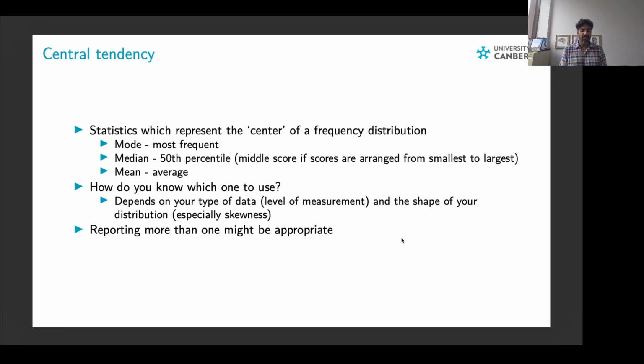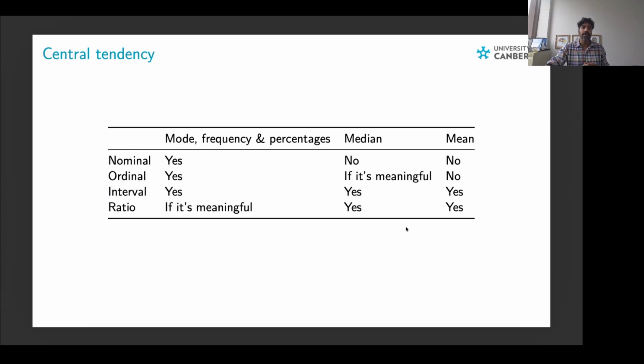So if I had all these values, what would the average of this be? And how do you know which one you use? Well, it really depends on your type of data, the level of measurement, and the shape of your distribution, especially the skewness. So we'll look at scenarios later on of what happens when the bulk of the data is shifted, and you have a long tail on either end. And what does that mean for the mode, median, and mean? Sometimes reporting more than one might be appropriate. And here's a good summary of central tendencies and when to use them.